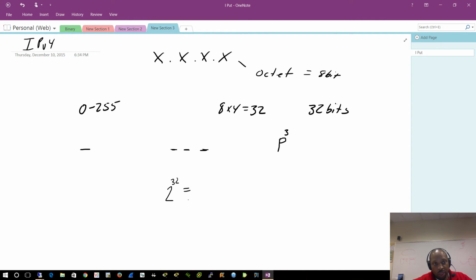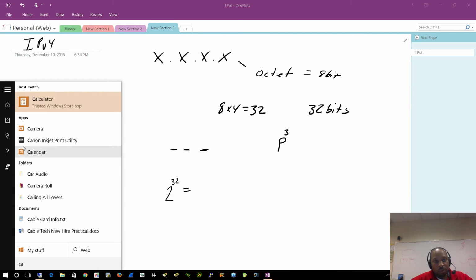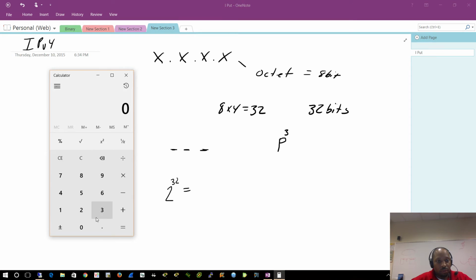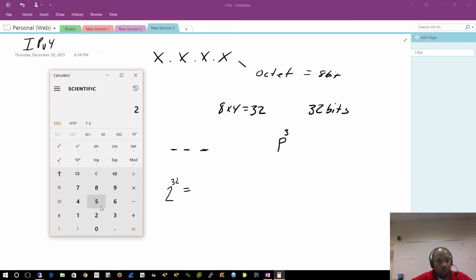Alright, well, if we do the math on that, let me see if I can pull a calculator up for you. We'll go on scientific mode. 2 to the 32 power. That is 4 billion.